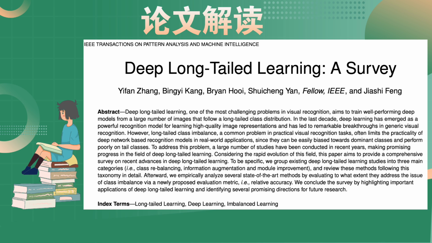Does that ever hurt performance on the head classes? It can, yeah. So some methods like ROBLE actually enforce larger margins for head classes too, trying to balance things out. Okay, intriguing. So we've got resampling the data, adjusting the loss. Yeah. What's the third part of class rebalancing?